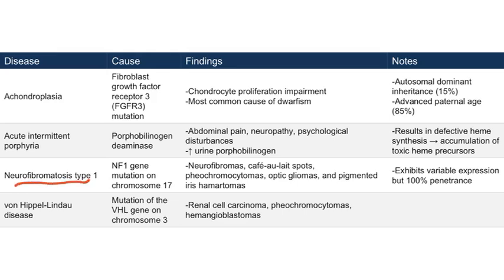Neurofibromatosis type 1 is caused by NF1 gene mutations on chromosome 17. Symptoms include neurofibromas, café-au-lait spots, pheochromocytomas, optic gliomas, and pigmented iris hamartomas. We discuss this in more detail in Section 1 of this chapter, but this is a classic disorder that exhibits variable expression with 100% penetrance.